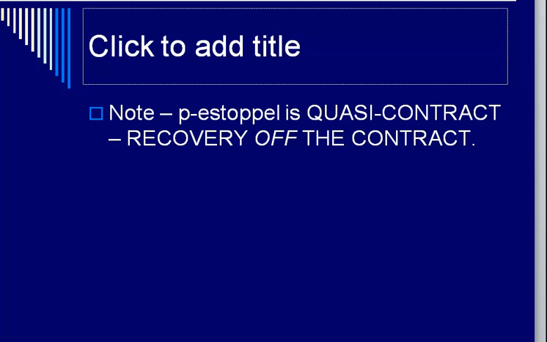Promissory estoppel is quasi-contract. That's a fancy word for basically meaning sort of contract. It's recovery off the contract. There is no contract, but the court is finding an equitable reason to force the person who made the promise into complying with that promise.